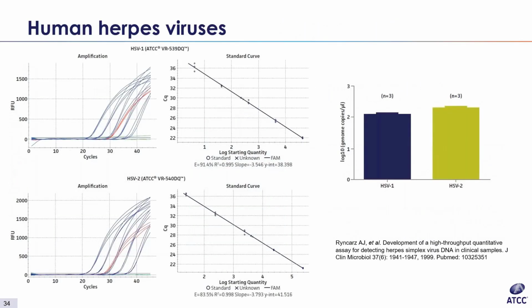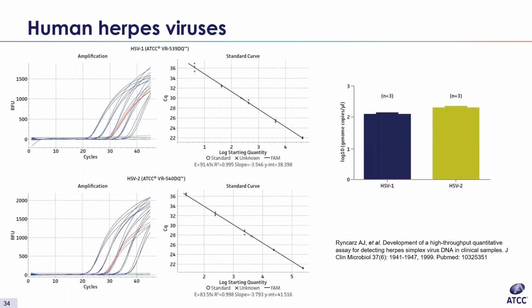Last, I want to share some data that we generated for our human herpes virus 1 and 2 genomic standards. The bulk of the work is the same as what I've previously shown, so I've summarized that part in one slide. The blue standard curves for HSV1 in the upper panels and HSV2 on the lower panels range from 2 × 10⁵ copies to 2 copies by serial 1:10 dilution.